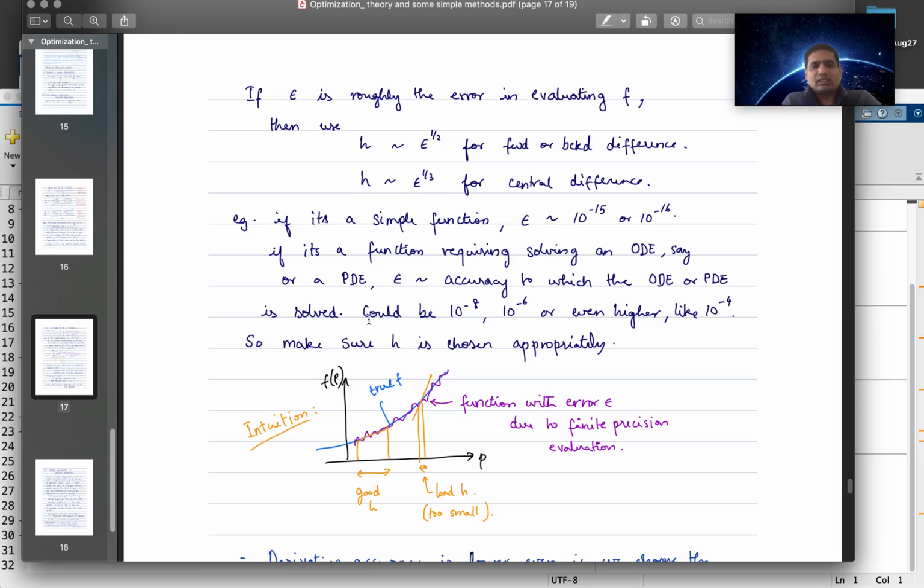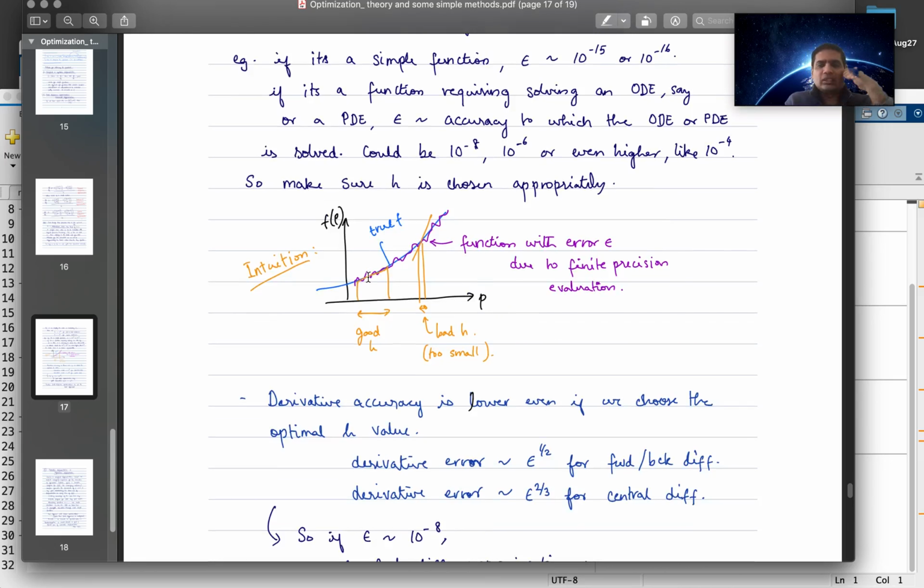So if you have that, then let's say 10 to the minus 16, then if you are using the forward difference formula, you should use epsilon of about 10 to the minus 8 to get the best possible accuracy for your derivative. But if you're using central difference formula, you should use about 10 to the minus 5.